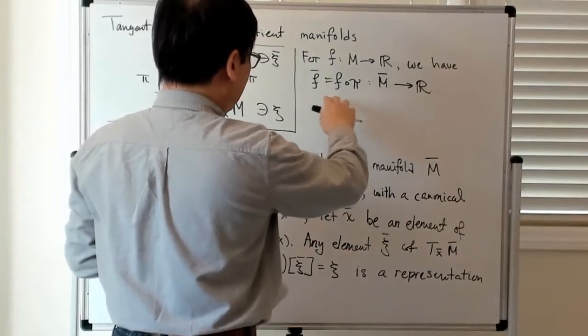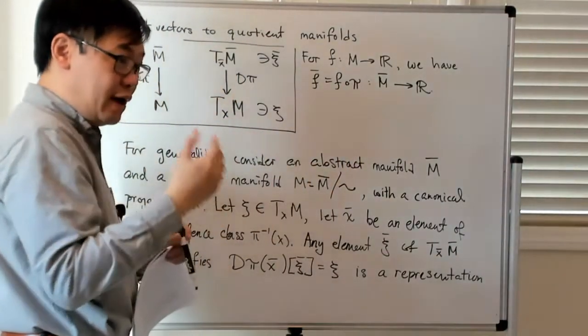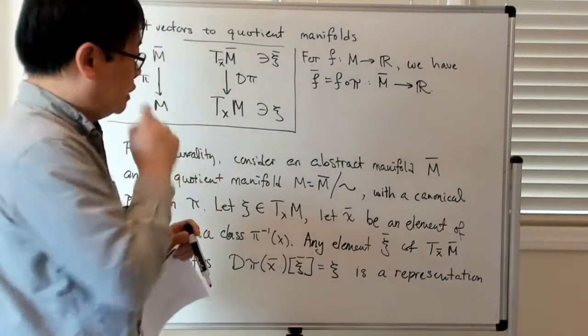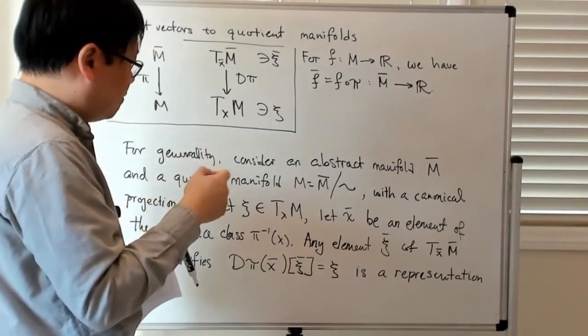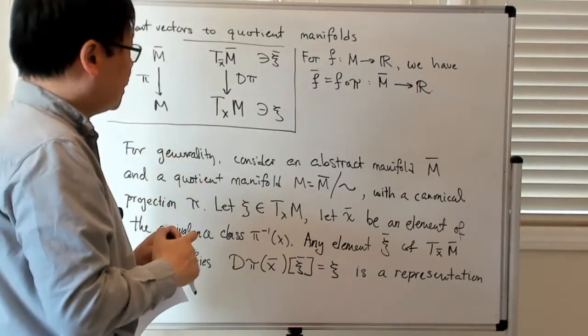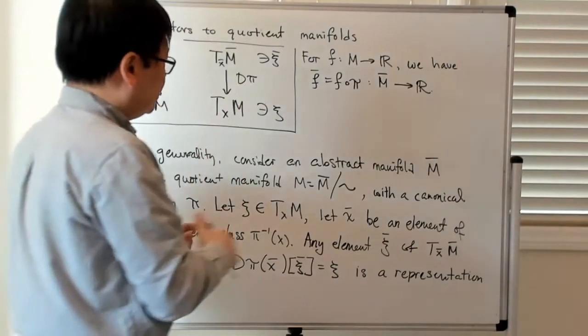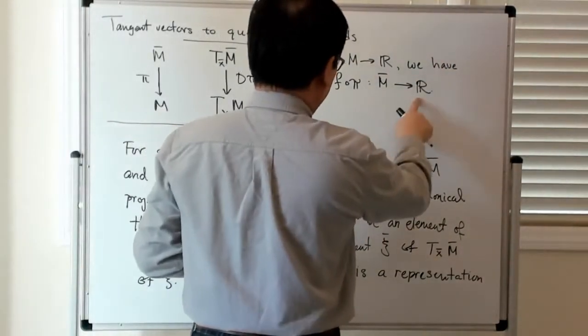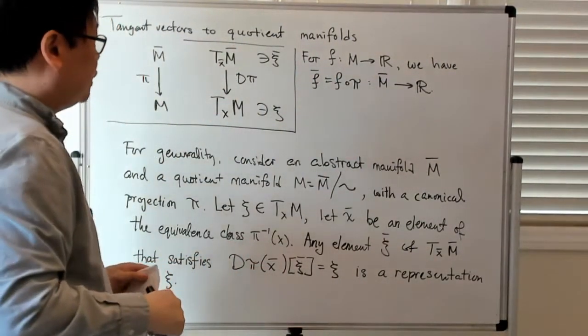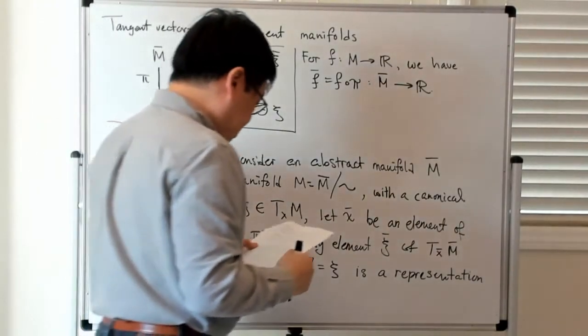So you can easily convince yourself that all you're really saying is that f bar is going to have the same value on every element which is in the same equivalence class. Okay, and so that's basically some invariant lifting of the f here.